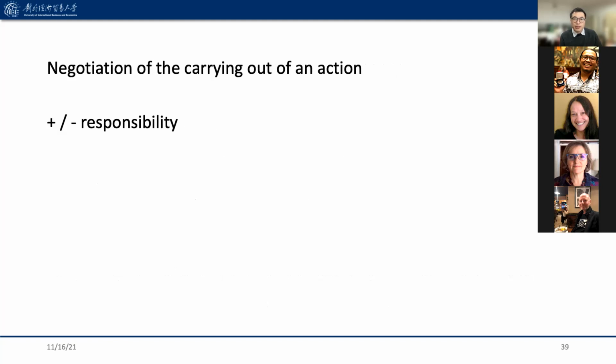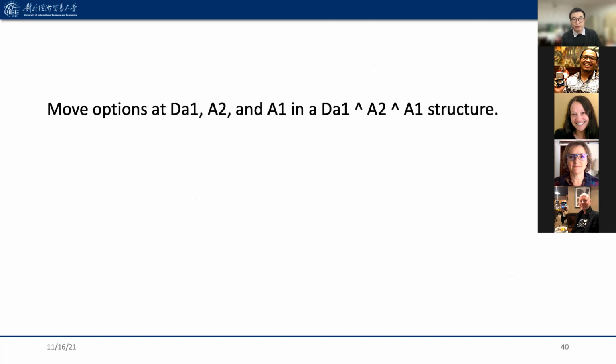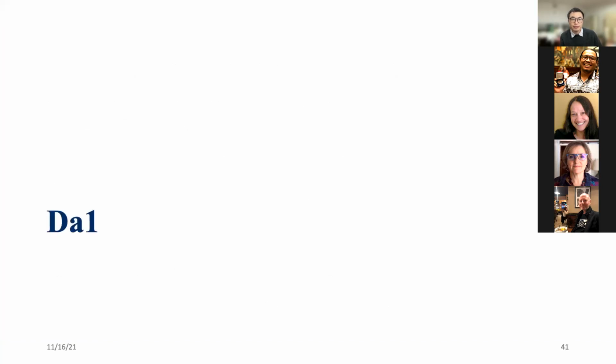So what I'm going to propose in this presentation is that for the negotiation of carrying out of an action, what's at stake is speaker and addressee's responsibility. So is someone responsible or not responsible? And because of the time limit, I'm going to focus on move options at the DA1, A2, A1 structure. In other words, I'm going to only look at one type of structure and show you how I reason about move options in action exchange.